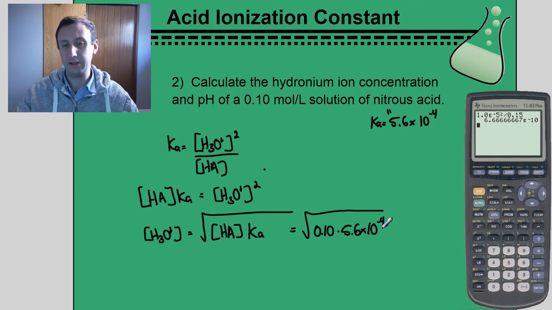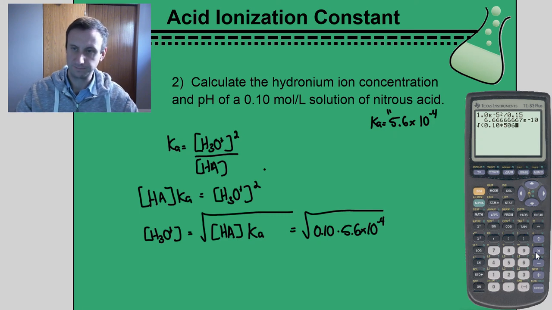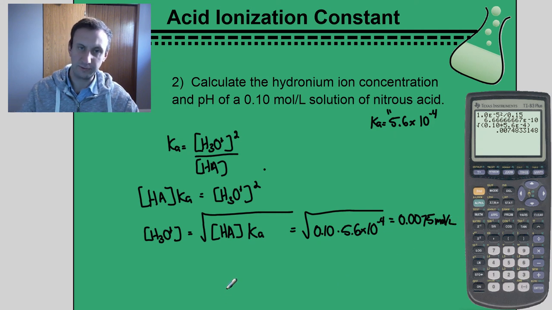So really what I'm doing here is 5.6 times 10 to the negative 5 and taking the square root of that. But let's go through the full motions. Square root of 0.10 times 5.6 E negative 4. Close that, and I end up with 0.0075 moles per liter as an answer to my hydronium concentration.